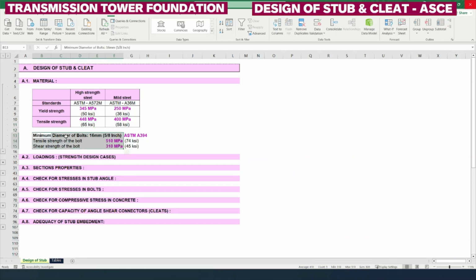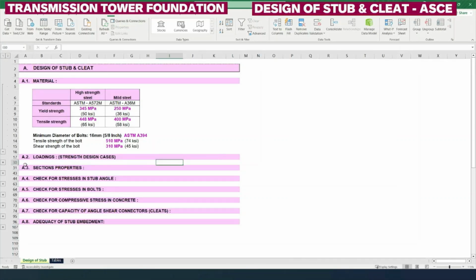The minimum diameter of the bolt we can consider as 16 mm, which is 5/8 inch. This is as per ASTM A394. Tensile strength of the bolt is 510 megapascal, which is equal to 74 ksi. Shear strength of the bolt is 310 megapascal, which is equal to 45 ksi.